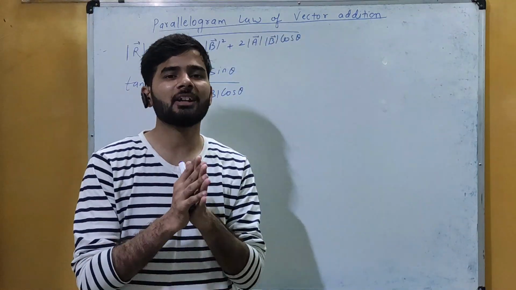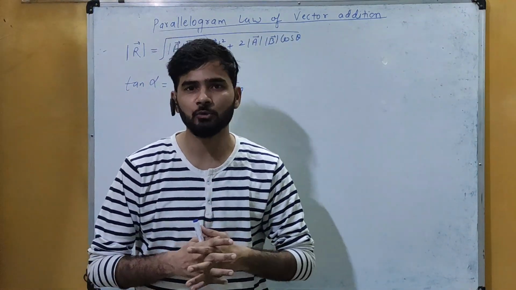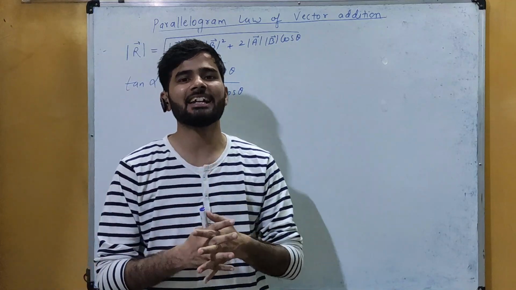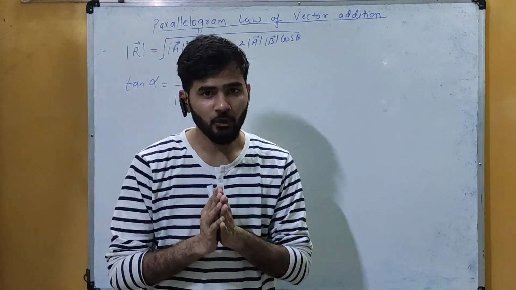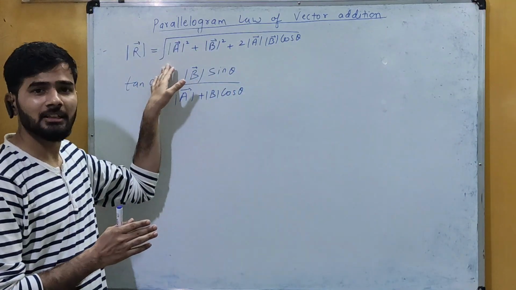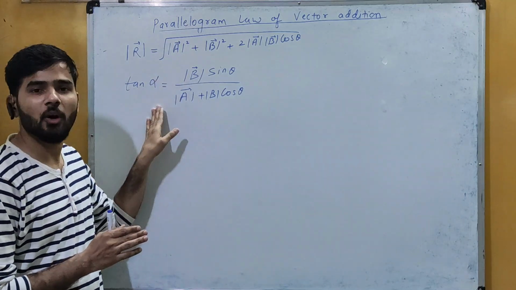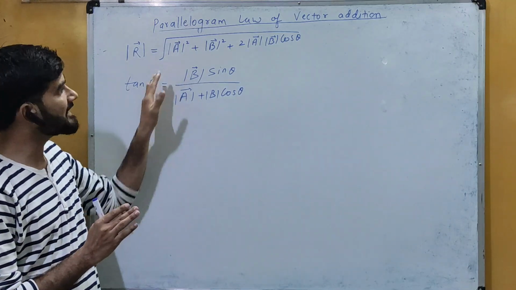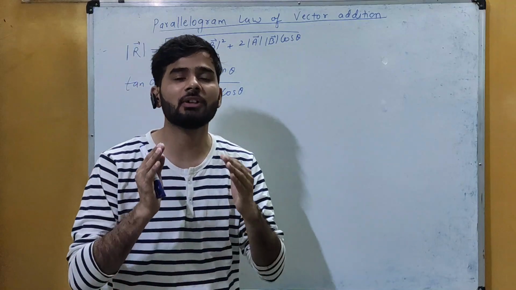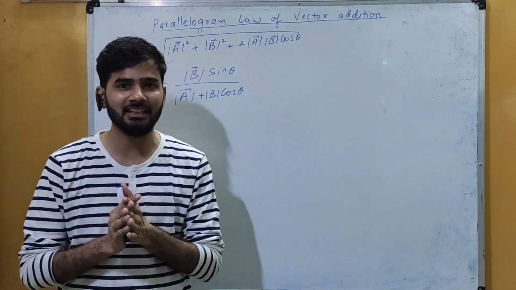We have seen the parallelogram law of vector addition, in which we have calculated the magnitude and the direction of the resultant vector. Okay, so here we got the resultant magnitude formula and the formula for the angle, and you can see these two formulas are the same as those which we have obtained in the case of the triangle law of vector addition.